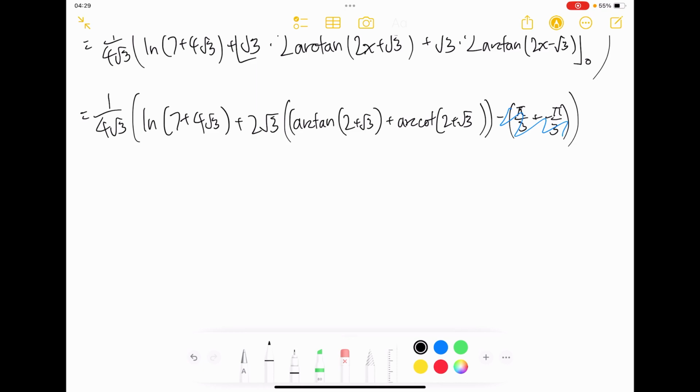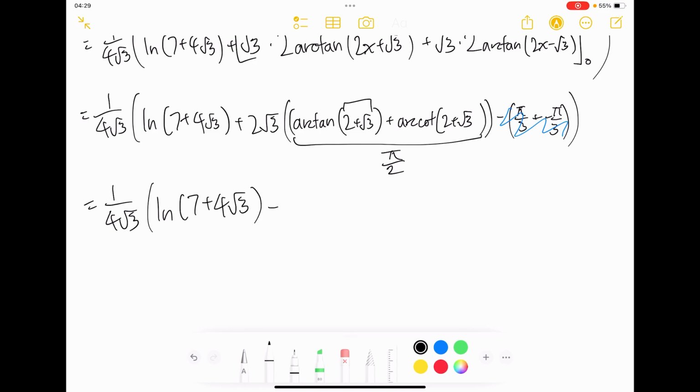And another identity that I'm going to use, I don't know if it's popular or something, but I know it. So, if the argument is positive, then inverse tangent plus inverse cotangent is always pi over 2. And you should be able to prove that. I'm just not going to help you now. So, all in all, we can get 1 over 4 root 3 times natural log 7 plus 4 root 3 plus 2 root 3 times pi over 2, which is pi root 3.